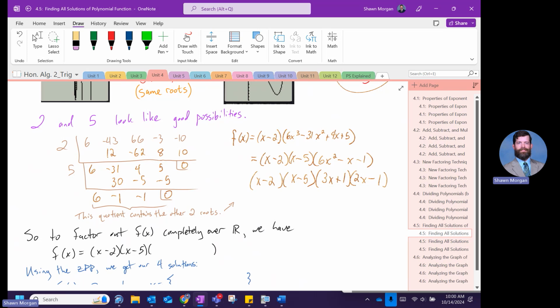And so we continue to do this synthetic division as long as we're getting 0 as a remainder. You take out a root, and then what's left over, you take out another root, and then what's left over, you take out another root, and so on and so forth.